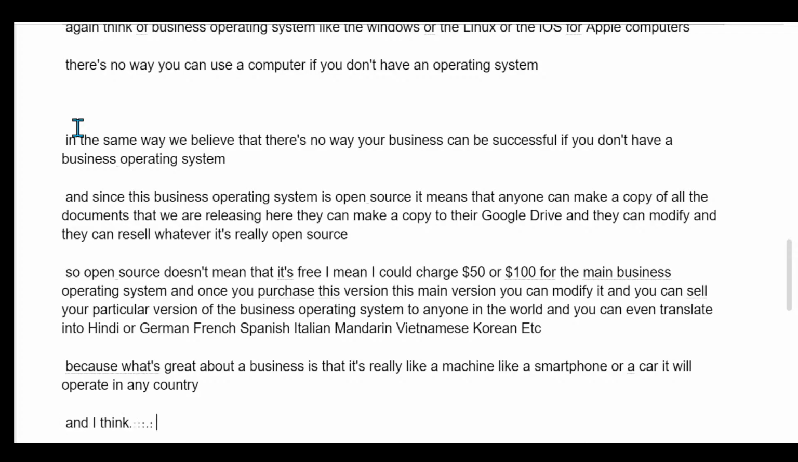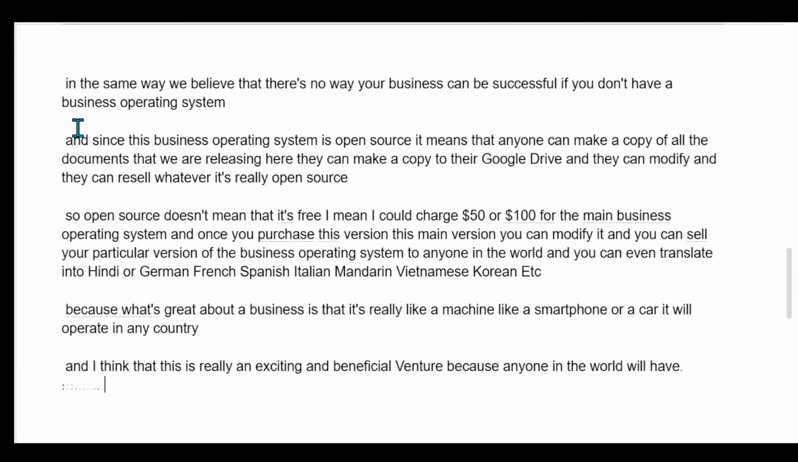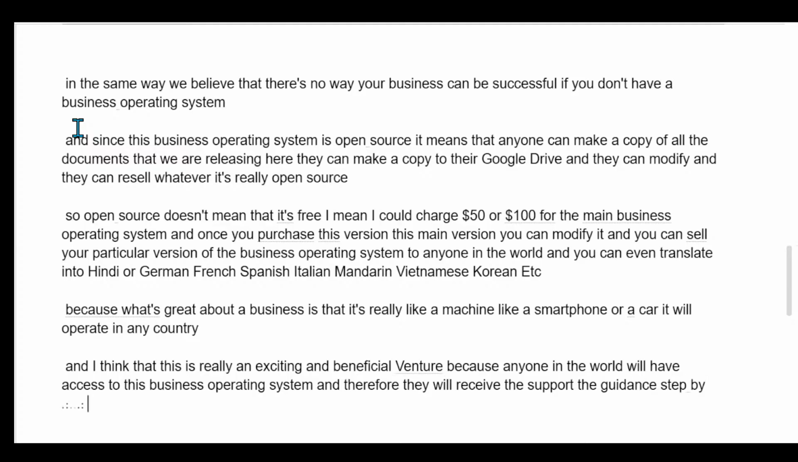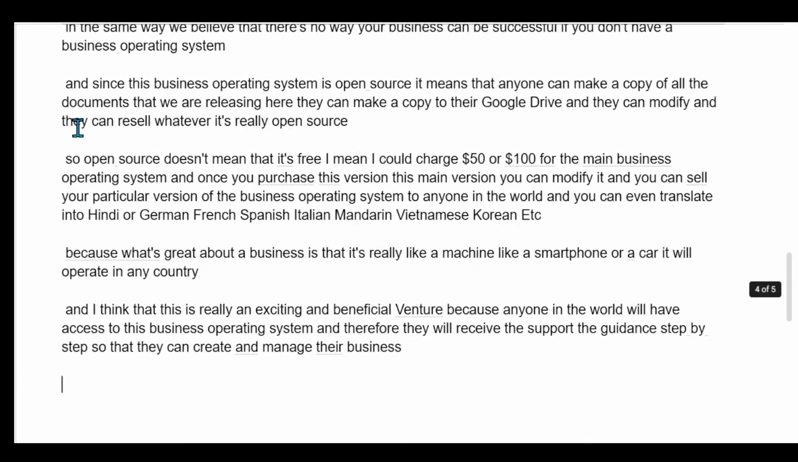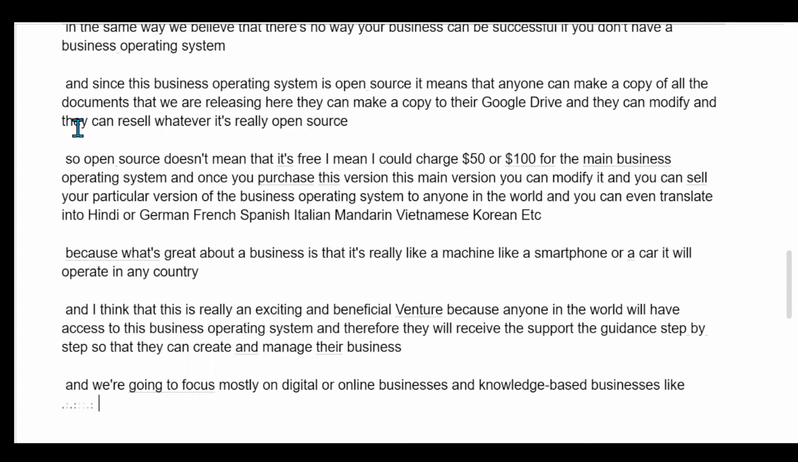And I think that this is really an exciting and beneficial venture because anyone in the world will have access to this business operating system, and therefore they will receive the support, the guidance step by step, so that they can create and manage their business. And we're going to focus mostly on digital or online businesses, and knowledge-based businesses like coaching, training, consulting.